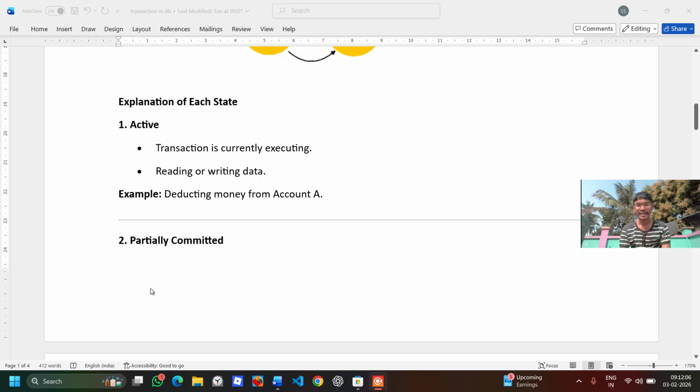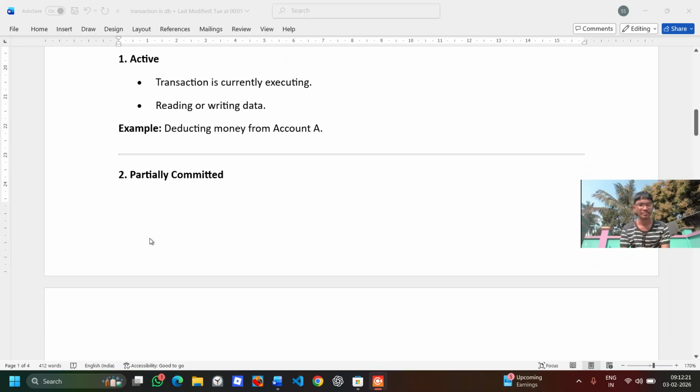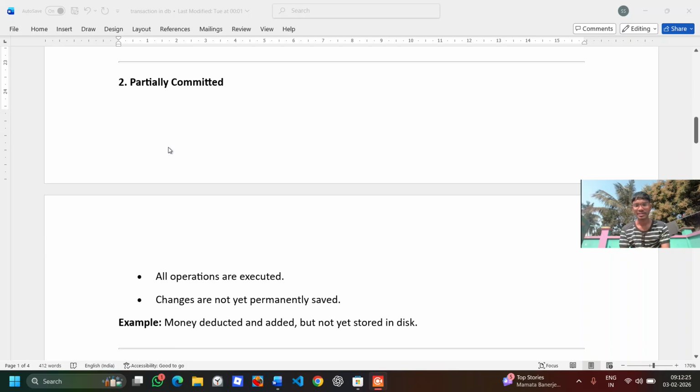First one is the active state. It means the transaction is being executed. Any operation that is being executed in the transaction is in the active state, such as reading or writing data.